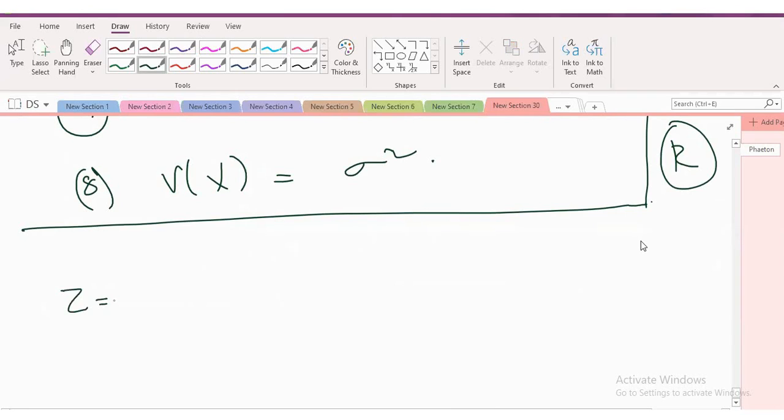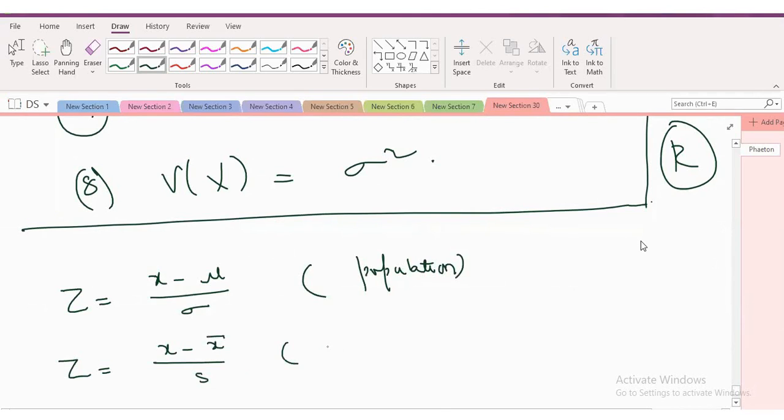Z is (X minus mu) by sigma. But in the real world, I don't know the mu and sigma. I can calculate them for a sample. This is for population. I can calculate the Z for a sample also. Sample. But still I am representing, if this is X, I am keeping here X, ZX.